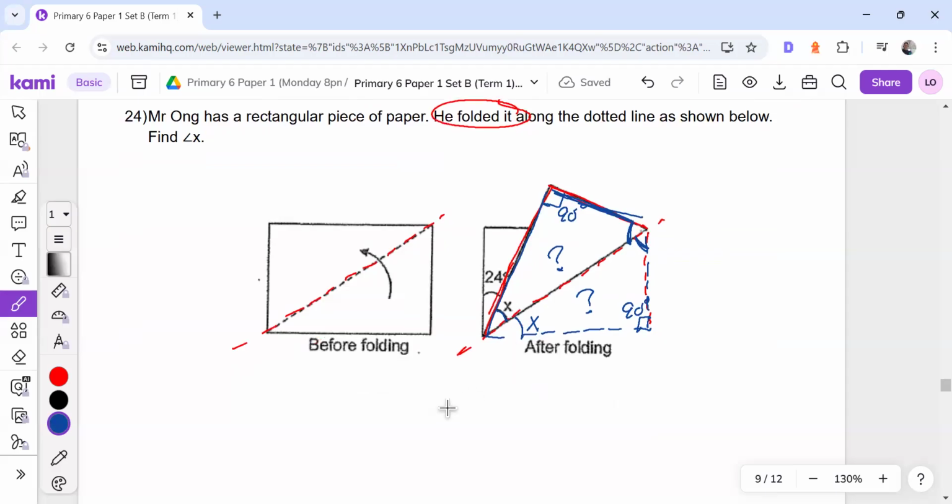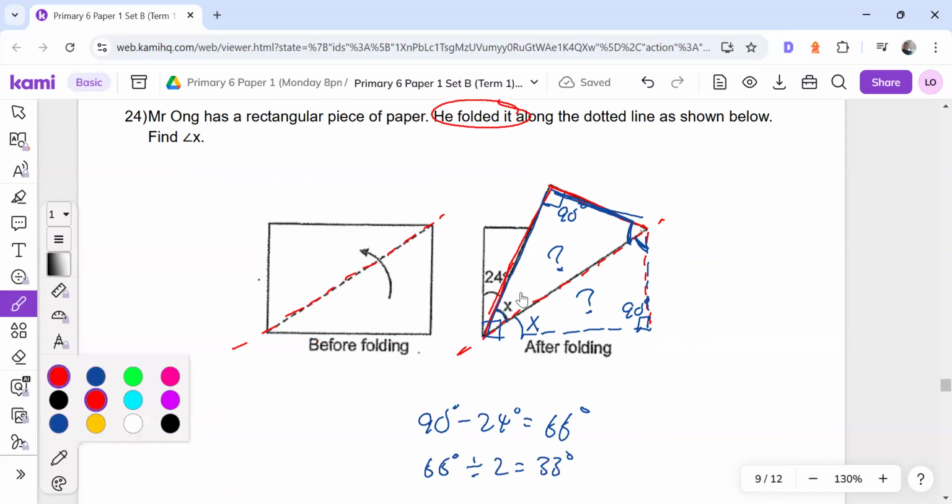So how do you find angle X? You take 90 minus 24, and you will get 66 degrees, and then you divide by 2. Right, you divide by 2 to get 33 degrees. So your angle X here is 33, and the other one is also the same. So when you see a paper being folded, what is the lesson? Unfold it. And how do you unfold it? You draw the other symmetric half.